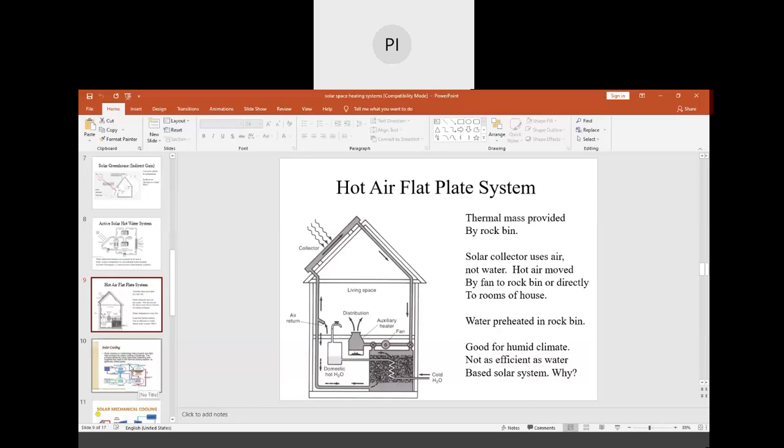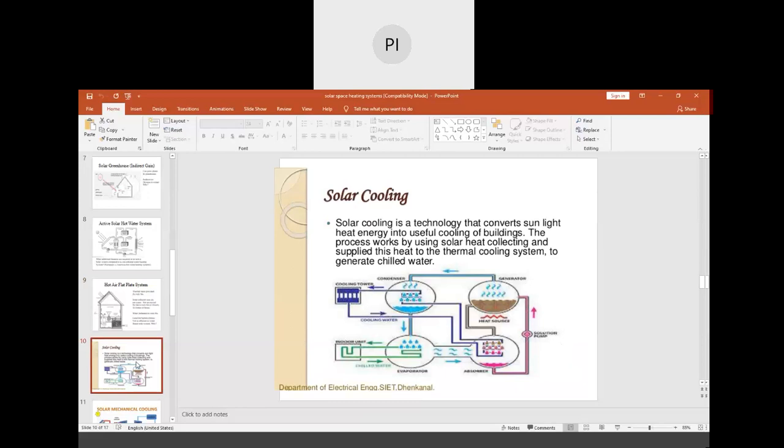This is another way. In our country like India, we need space cooling systems, solar cooling. Except November, December, January and February, all the months are very hot in India. That's why we need space cooling systems, that means ACs or coolers. We need these instruments for survival.